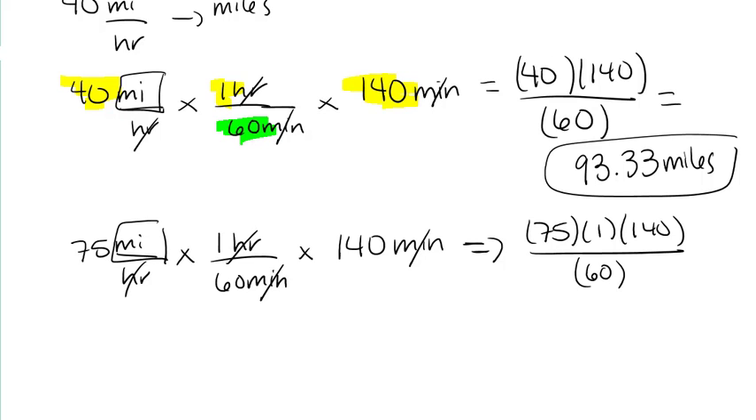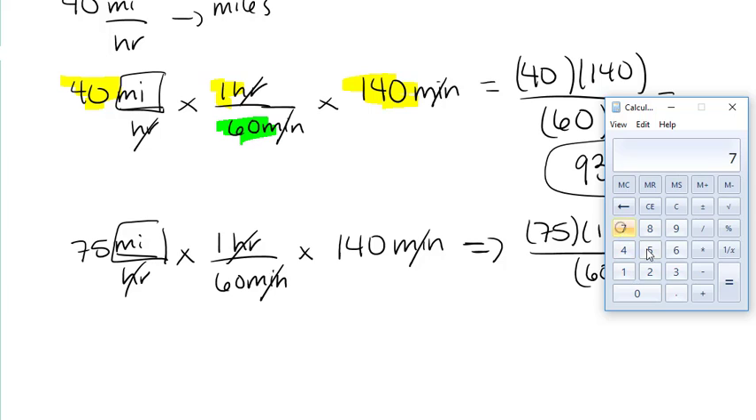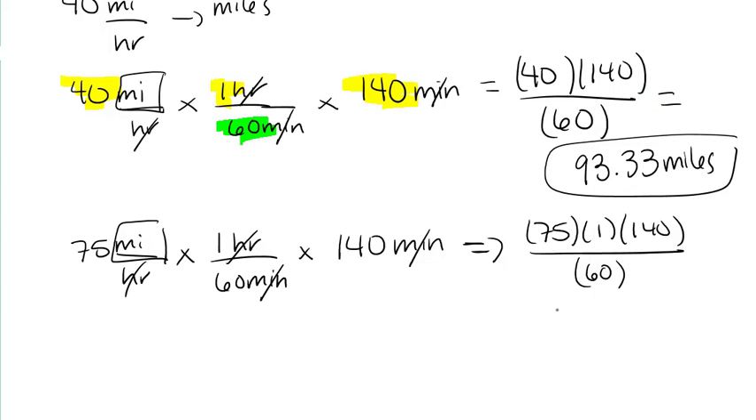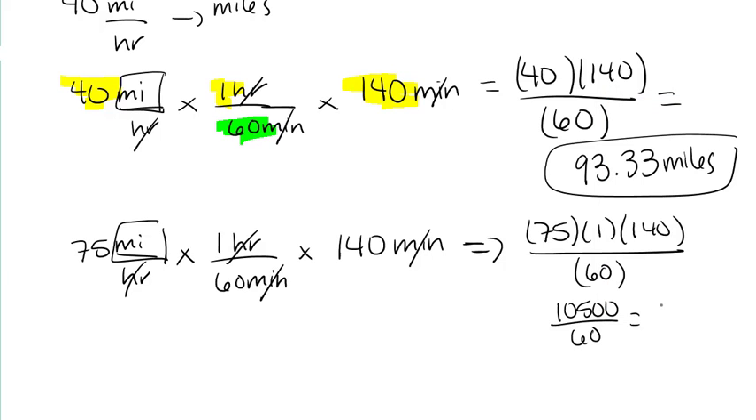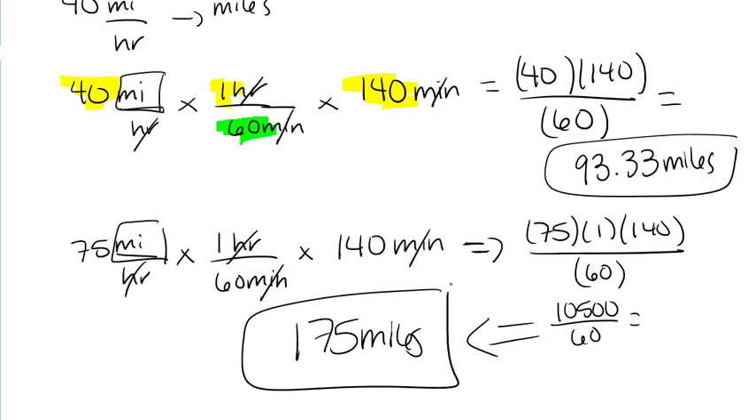So this then becomes 75 times 1 times 140 over 60. So let's get our calculators out. So we have 75 times 140 and times 1, which gets us to 10,500 over 60. So then we'll just divide by 60, and we get 175. We'll write it right here, 175 miles. So you can see how many miles you can get by going different speeds this way.